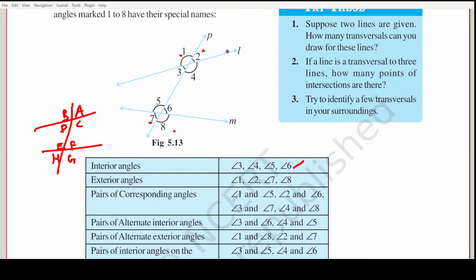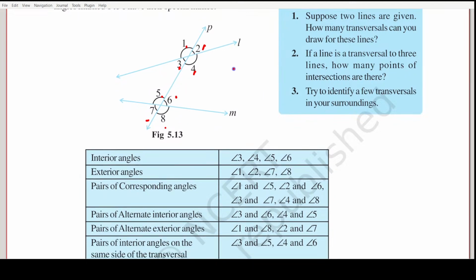Now, there is something called corresponding angles. So you just need to see the relative reference. 1 and 5 are corresponding angles. 2 and 6, similarly this 3 and this 7, this 4 and this 8. They are corresponding to each other. So these are called corresponding angles.